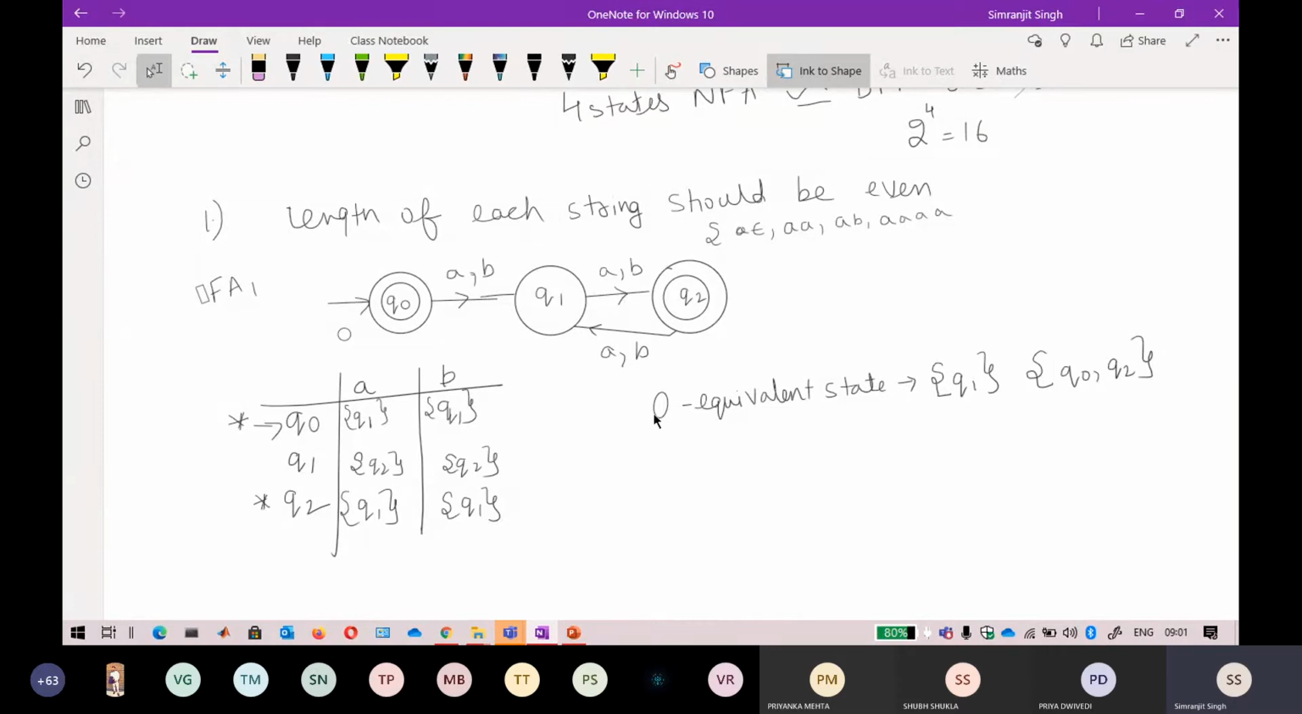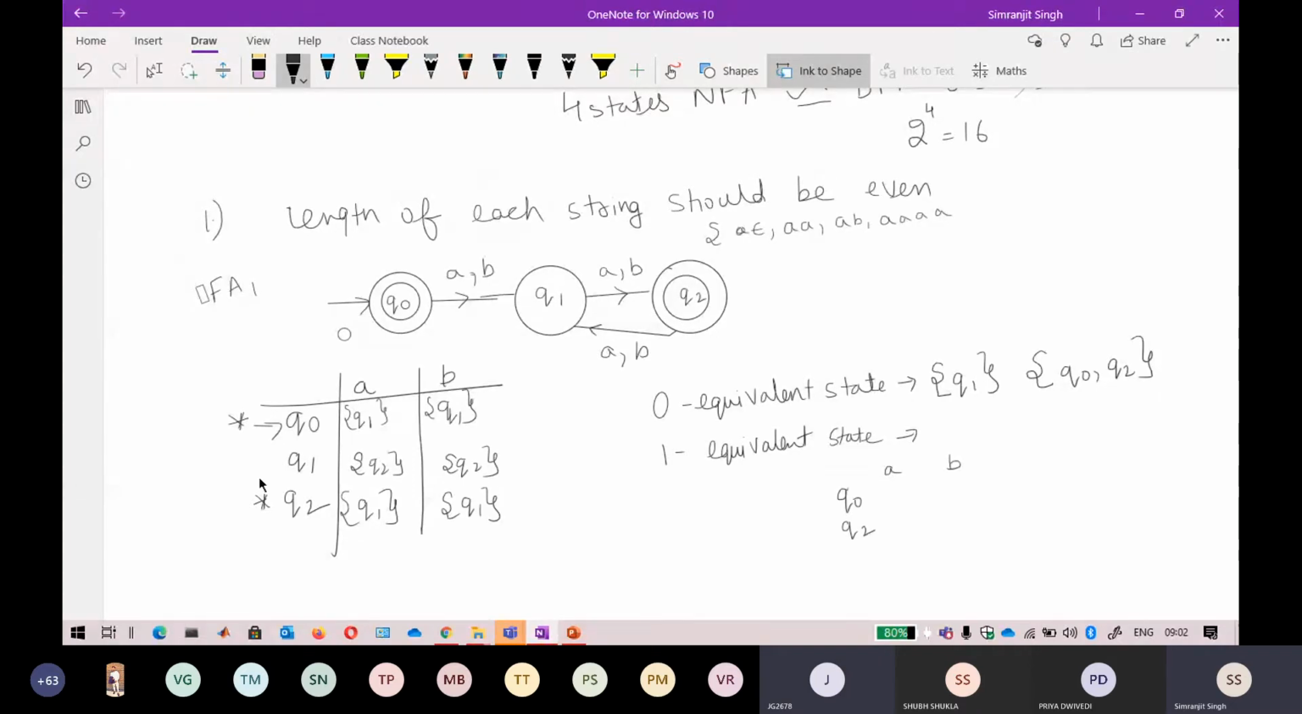Now in the one equivalent state, what will we do? This state is only a single state. I cannot get rid of that state, and it is not harming anything because it is a single state. So I just try to convert these two states into one. What can I do now? Keep a look at Q naught and Q2, the transition of A and the transition of B.